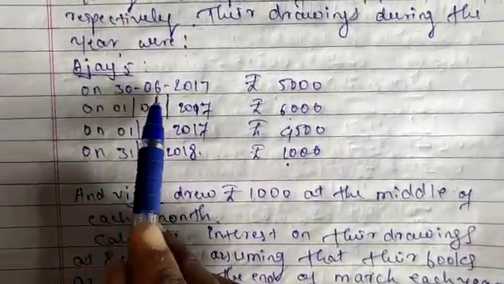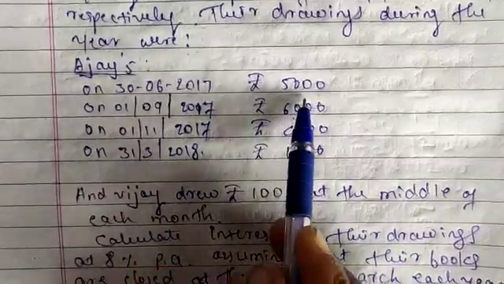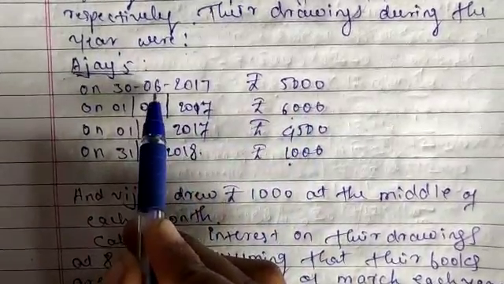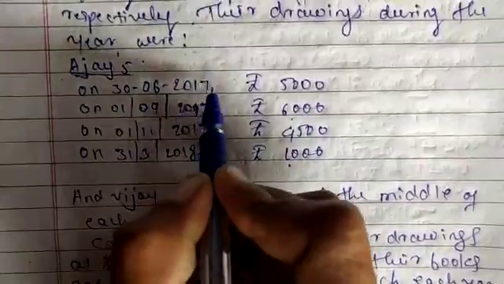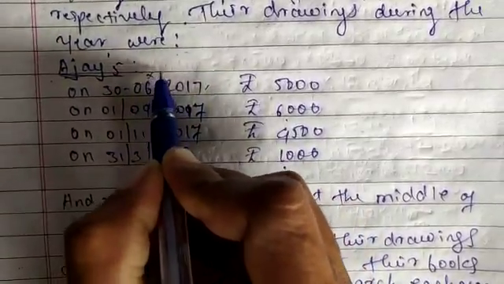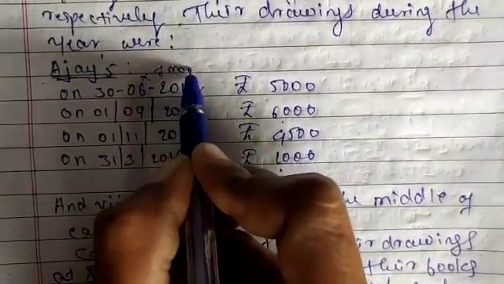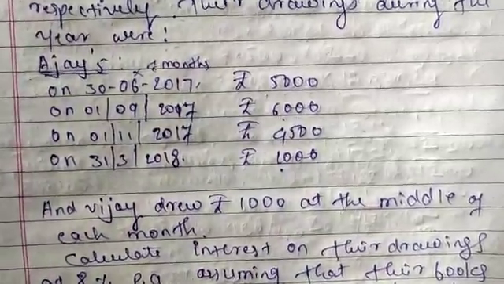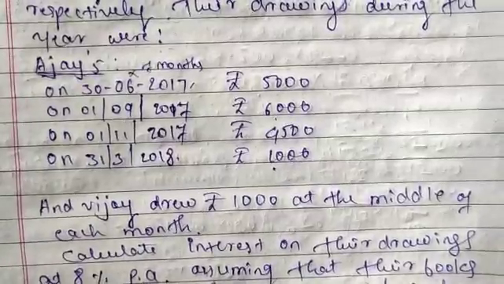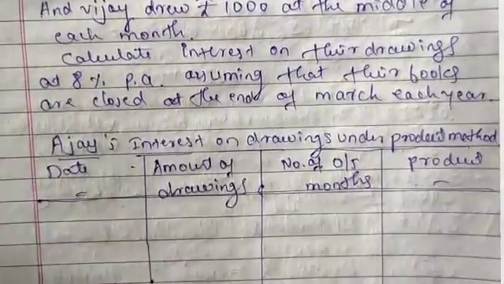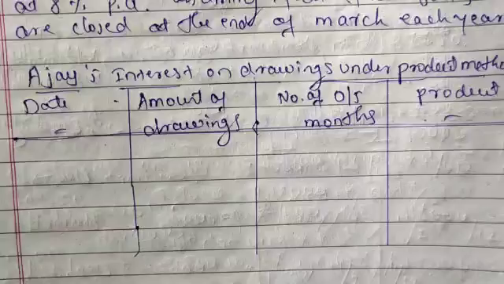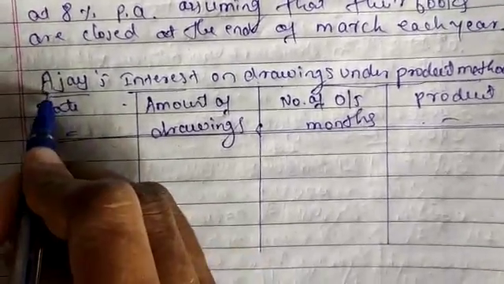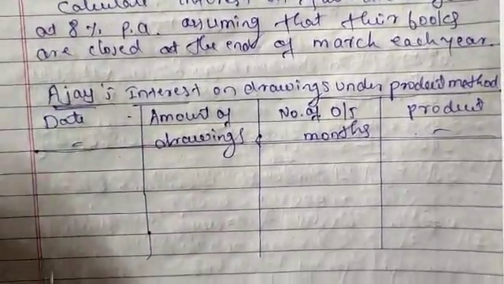First Ajay's you have to take. Ajay withdrew on 30th/6/2017 rupees 5,000. 30th/6 means at the end of June month. So this month should not be considered. We have to take the 7th month here, that is July. From July to 31st March 2018 we have to calculate. First only we are calculating Ajay's interest on drawings. So first take the dates.